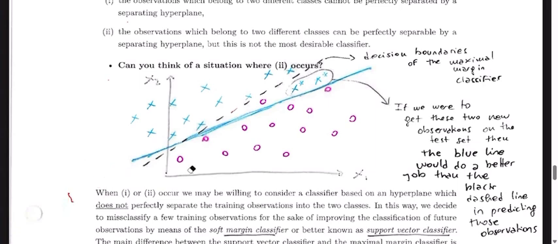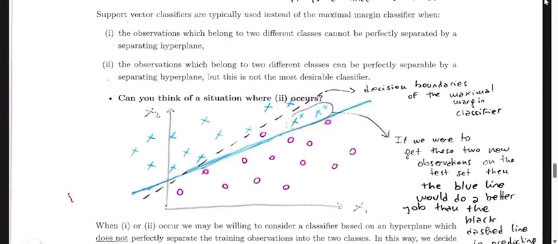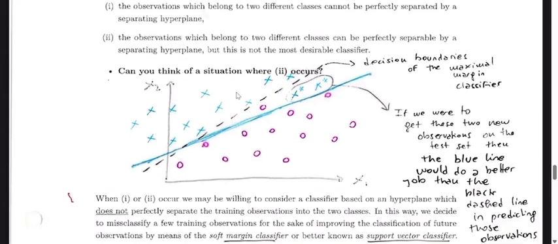Looking at this picture now, like I said, using a soft classifier, observations belonging to two different classes that cannot be perfectly separated by a separating hyperplane can still be handled. But this is not the most desirable. Take a look at this. I've got two observations now that I need to classify. This guy here.